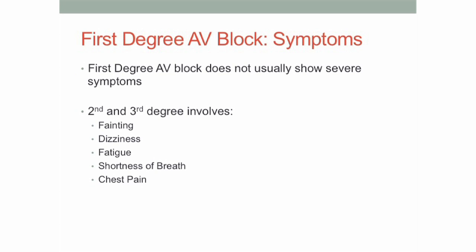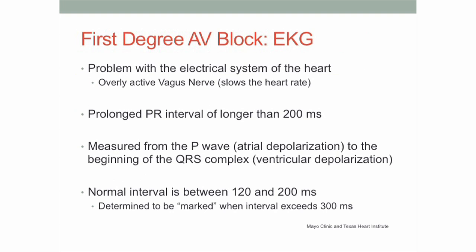First-degree AV block does not usually show severe symptoms, but second and third-degree AV block does. Some of these symptoms actually include fainting, dizziness, fatigue, shortness of breath, and chest pain. When we look at the EKG, like I said before, there's a problem with the electrical system of the heart.